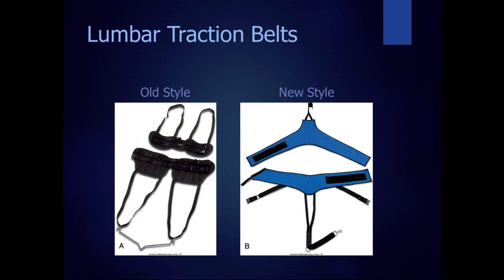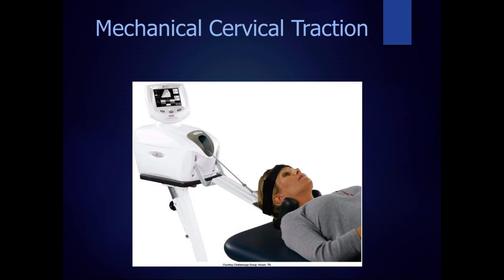The traction belts, you'll see both of these. The new style basically has Velcro, and the old style has buckles. Maybe just because I'm old school, but I can get it a little tighter with the buckles, but you will try both and see how they work. So for lumbar traction, one belt goes under your arms, over your ribs basically, and the other one goes over your hips, so you're pulling between the two traction belts.